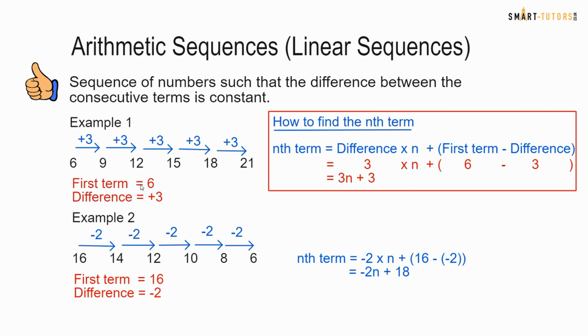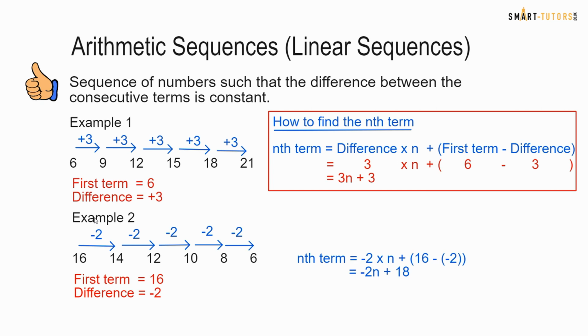The first term is the first number of the sequence, which is 6, and the difference is 3. To find the nth term of a linear sequence: nth term equals difference times n plus first term take away the difference. In this example, the difference is 3, so 3 times n is 3n, and the first term is 6, so 6 take away 3 is 3. So 3n plus 3 is the nth term.